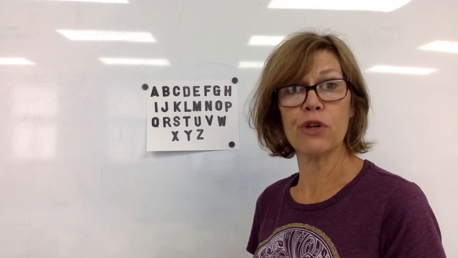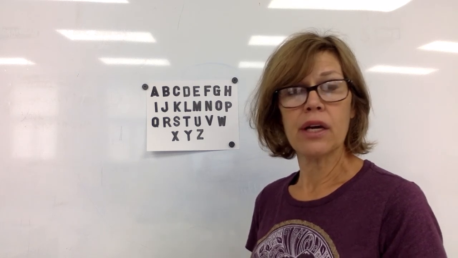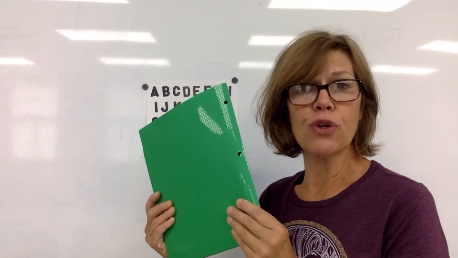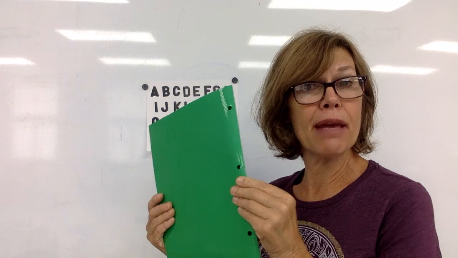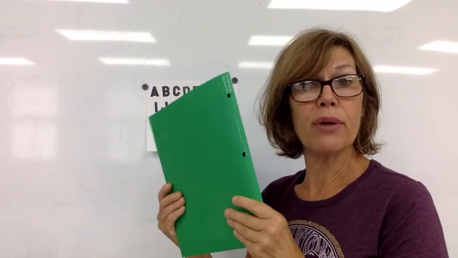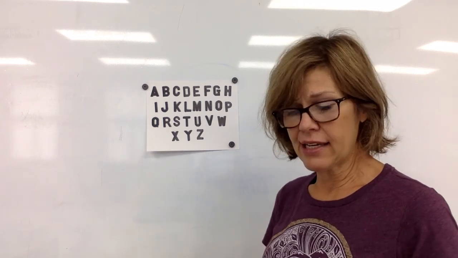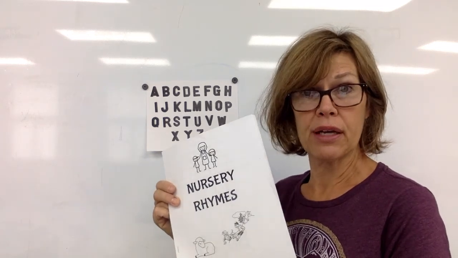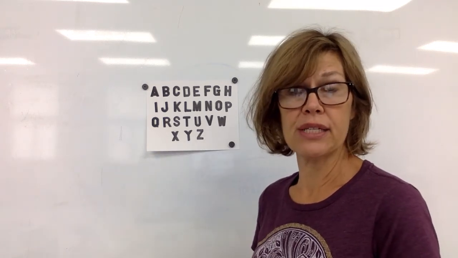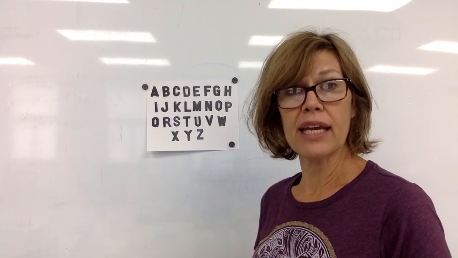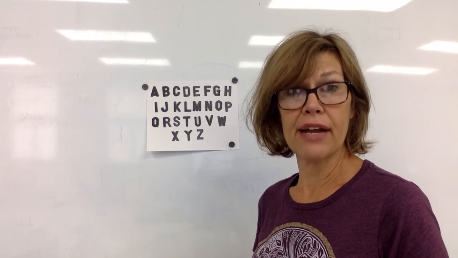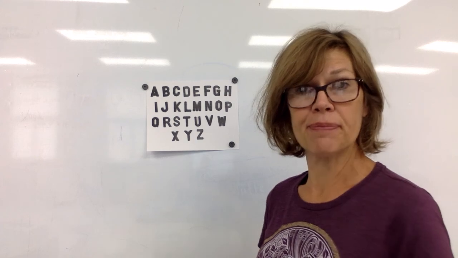Today we're going to use two items from the folder I gave you when we first started preschool this year. This is the kind of folder I gave you. Yours may not be green like this one, but yours should be plastic. Maybe you don't even have the folder. But what I would like you to find is this ABC chart and your nursery rhyme book. Those are the only two things we're going to use today. If you need to go get it, push pause on the player and then come back when you have it.